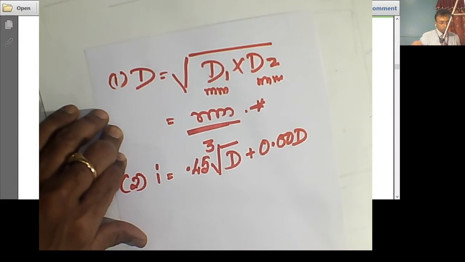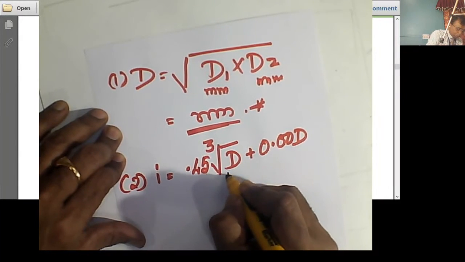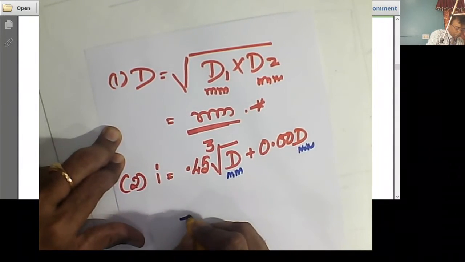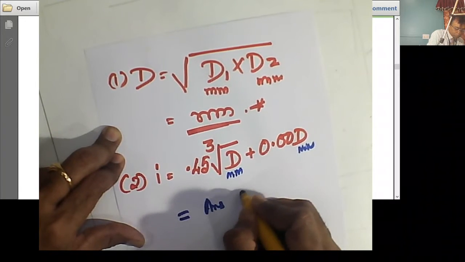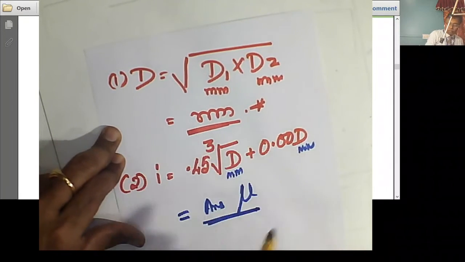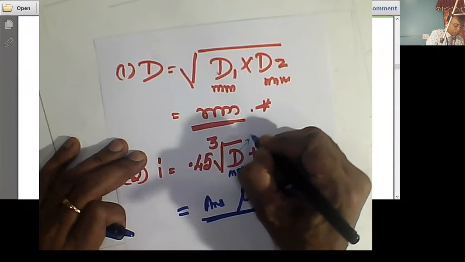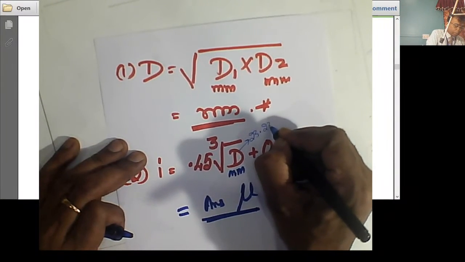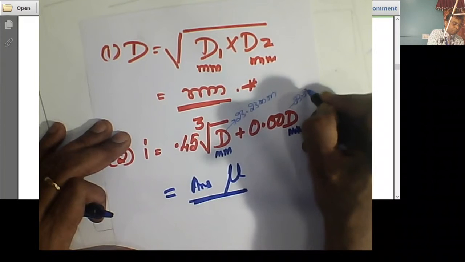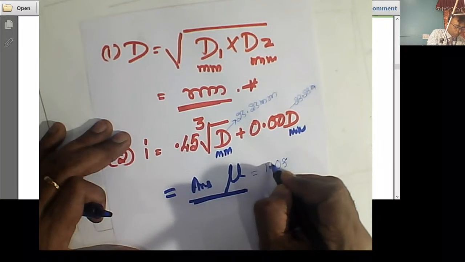Please note, here this is in mm, this is also in mm, but the answer is in microns. Got it? In the present example, it is 23.23 mm. Again, you substitute 23.23 mm. You get an answer as 1.307, I think.